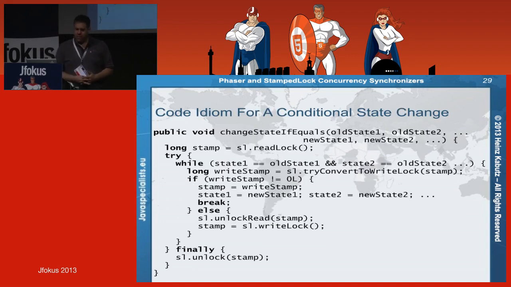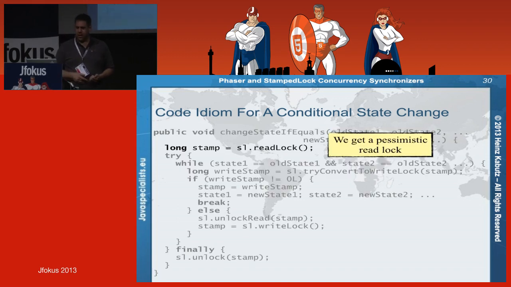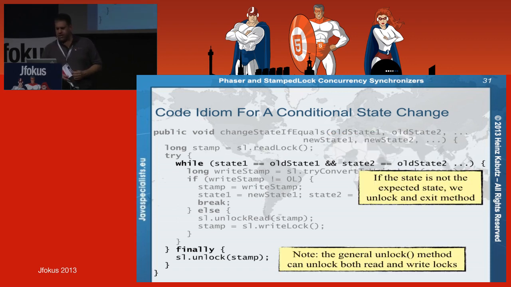Let's look at a slightly more complicated idiom. And this one is doing a conditional state change. Now we're going to step through this together. If I want to do a conditional state change, I first have to get an optimistic read to see what the value is, and if it's the correct value, then I can change it. So the first thing I do is get a pessimistic read lock. Sorry, what we're doing here is we're doing an upgrade from a read lock to a write lock, which you can't do with a normal read-write lock. So what we do is we get the read lock, and we then say, if the state is not the expected state.